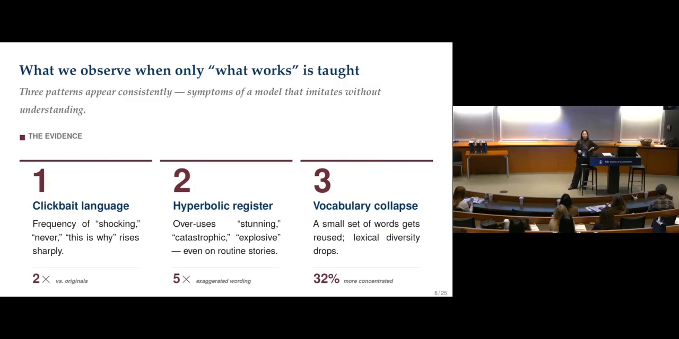In addition to the increasing use of certain words, we found that the clickbait language increased twice, like 100%. There was a 5 times increase of hyperbolic words like stunning, catastrophic, explosive, and so on. We also found a very sharp decrease in vocabulary diversity, meaning that the AI will try to repeat some of the phrases and words. There's a very large loss of diversity compared to original human-written headlines.